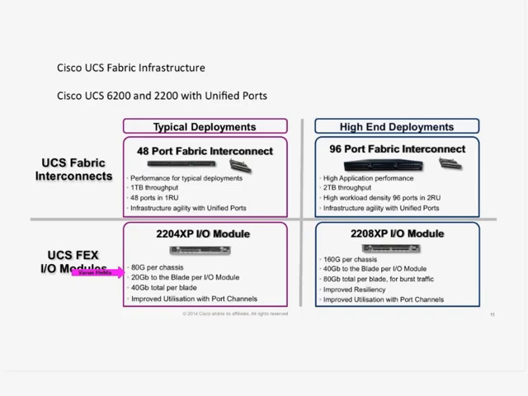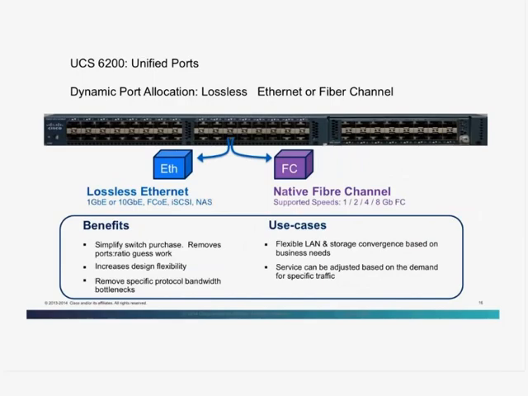One more thing: earlier, in the 2104, we couldn't have port channels between the IO module and the FI. These links are called the fixed fabric links. With these modules, the 2204 and 2208, we can form a port channel between the IOM and the fabric interconnect. So pretty much the same thing that we spoke of earlier.